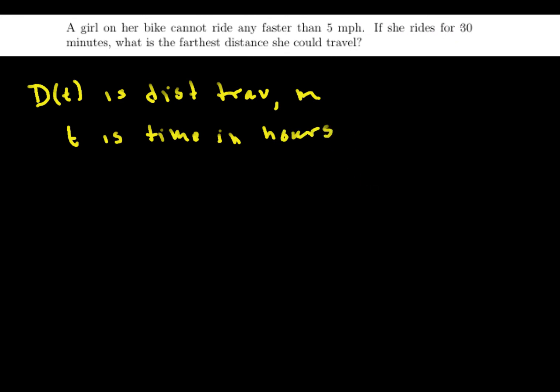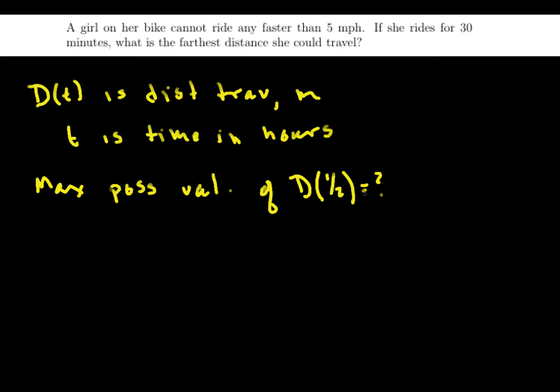And the question is asking, well, she rides for 30 minutes, so that's half an hour. What is the max possible value of d of 1/2? Right? That's what's being asked. And so we can go about solving this problem. Let's just assume that this distance function is continuous and differentiable. Even though I don't know what the function is, we're just going to make that a requirement of our distance function. This distance traveled is continuous and it is differentiable.